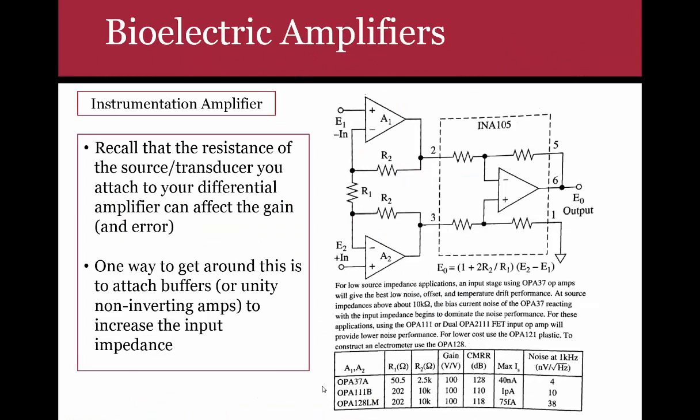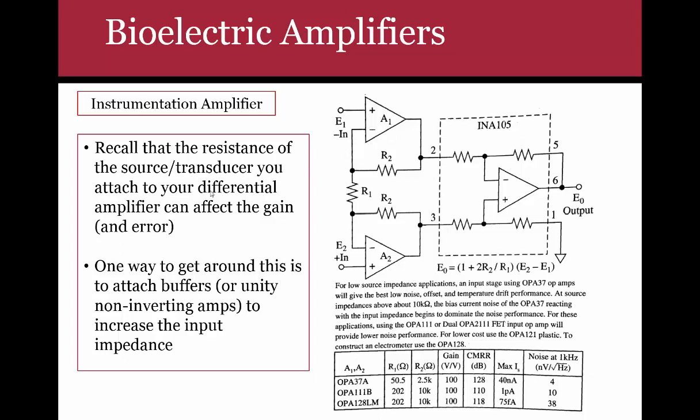Okay, so to further increase the common mode rejection ratio, you can use what's called an instrumentation amplifier. This is basically the same thing as a difference amplifier, and this is the difference amplifier here, but now you're attaching 2 buffers at each end of the electrodes.